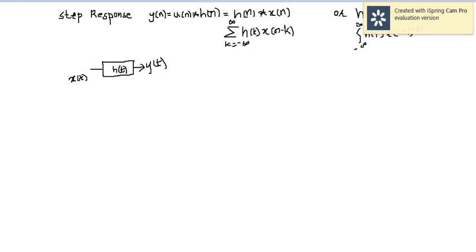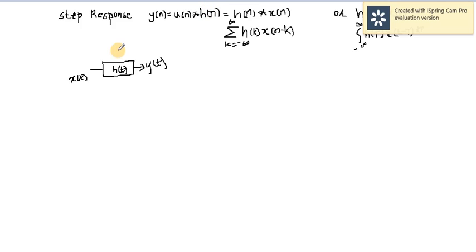Learn the step response of the system. So the step response of the system is nothing but, for a system with an impulse response h of t, if x of t is applied, it gives y of t, which we know would be x of n convolution h of n, or h of t convolution x of t.